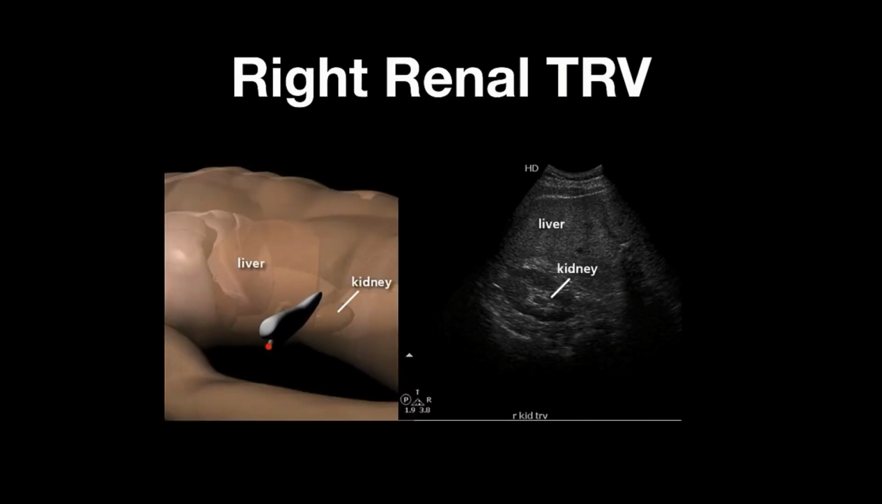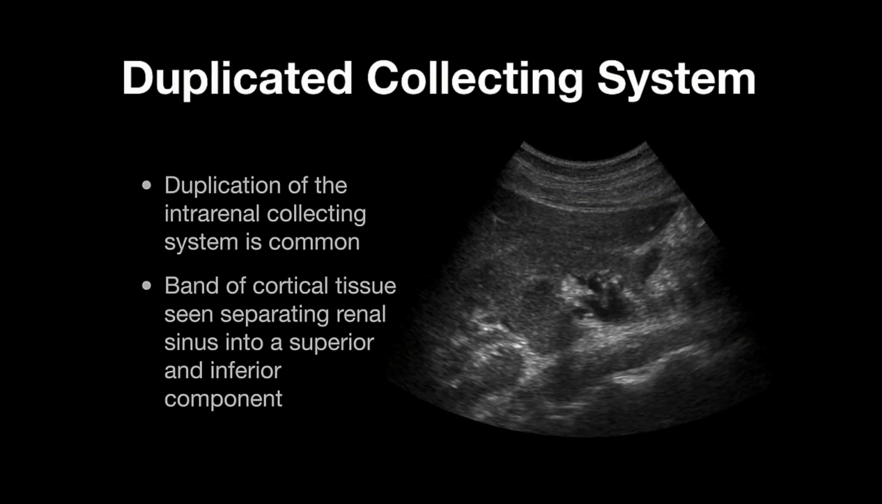You can also, by rotating 90 degrees counterclockwise, get a transverse view. This will give you, in a sense, a CT axial view. So anterior, posterior, right and left, you've got liver and you've got kidney here. But predominantly we're going to be doing the coronal, which gives us a long axis view of the kidney. You may find that patients have, in terms of variants, duplicated collecting systems.